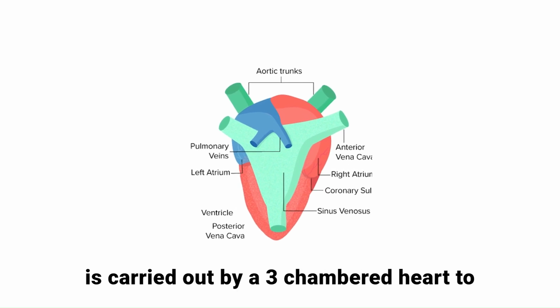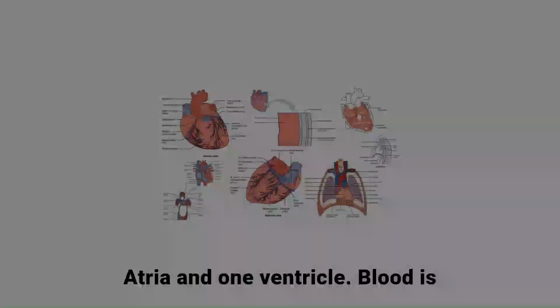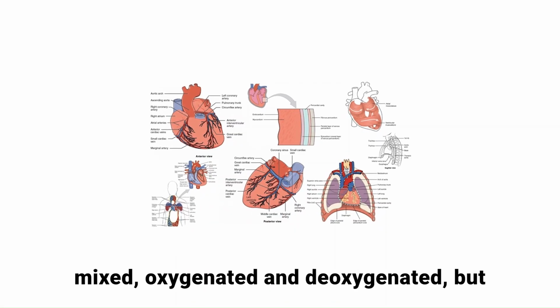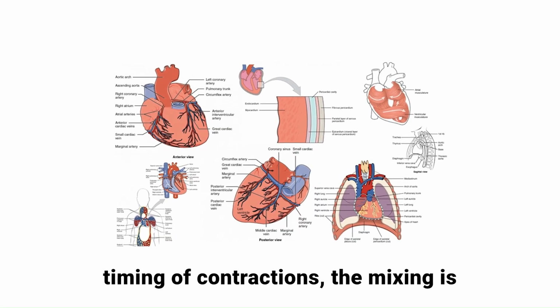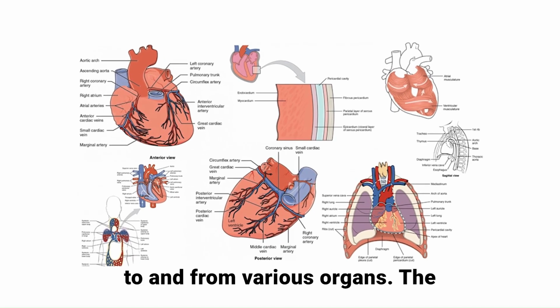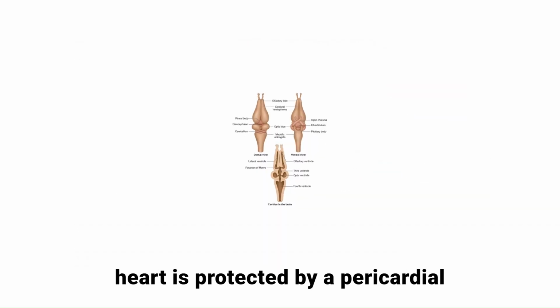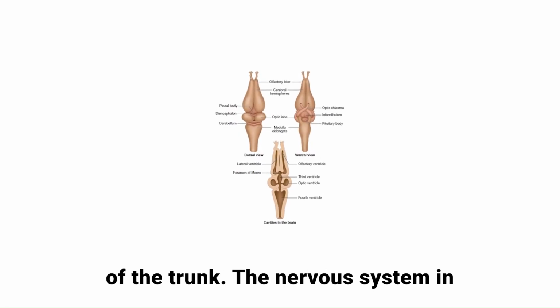Circulation in frogs is carried out by a three-chambered heart, two atria and one ventricle. Blood is mixed oxygenated and deoxygenated, but due to the structure of the heart and timing of contractions, the mixing is minimized. Blood vessels carry blood to and from various organs. The heart is protected by a pericardial membrane and is located in the upper part of the trunk.